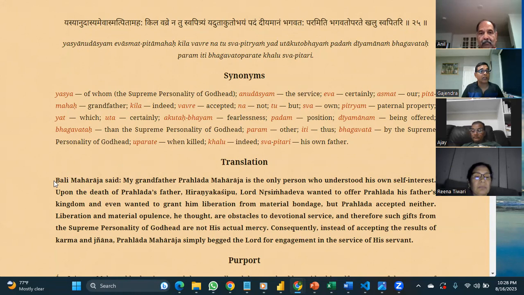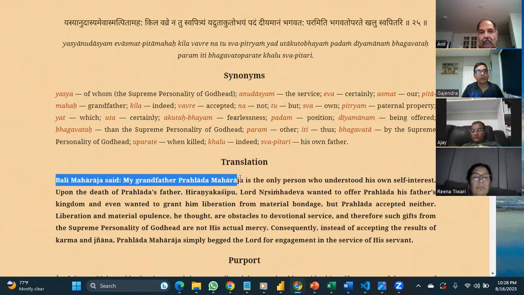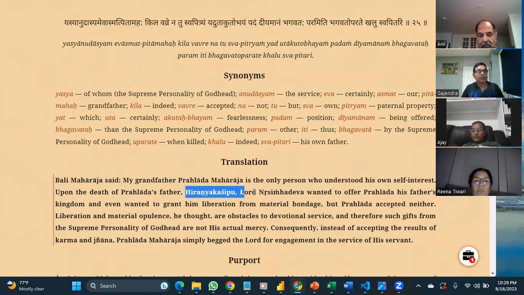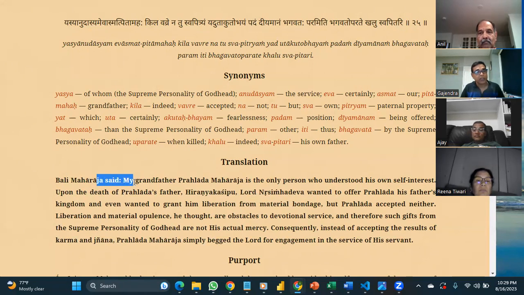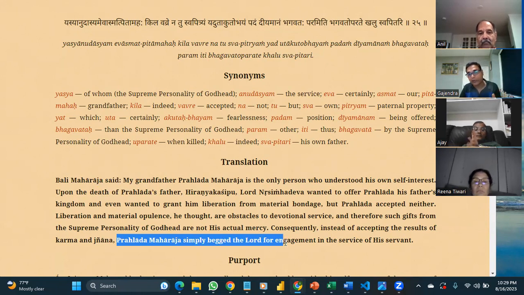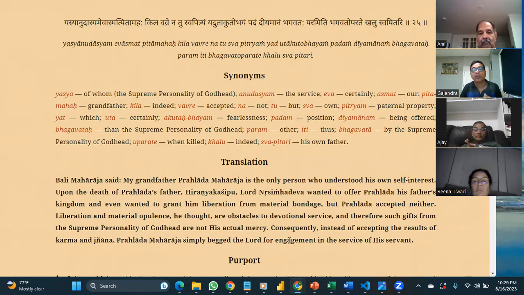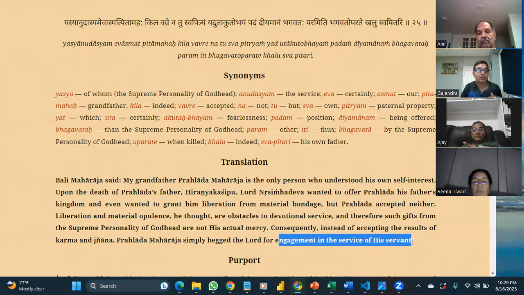Hare Krishna. So Bali Maharaj, as we know, is the grandson of Prahlad Maharaj. And we know that Prahlad Maharaj was the son of Hiranyakashipu, and Lord Narasimhadev appeared at that time. So Bali Maharaj is saying that Prahlad Maharaj, even at that time, when Lord Narasimhadev appeared, asked for engagement in the service of Lord Narasimhadev, Lord Vishnu.